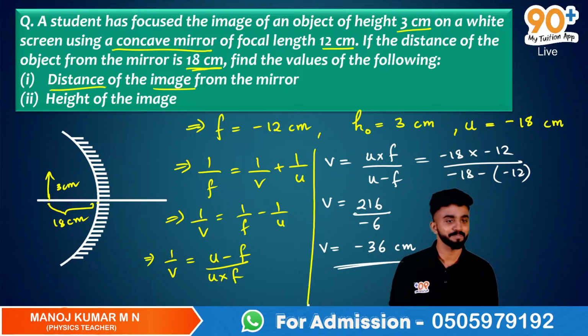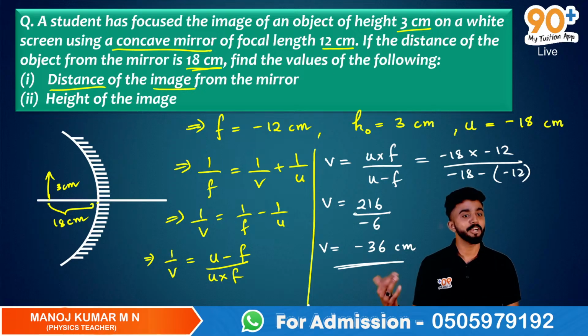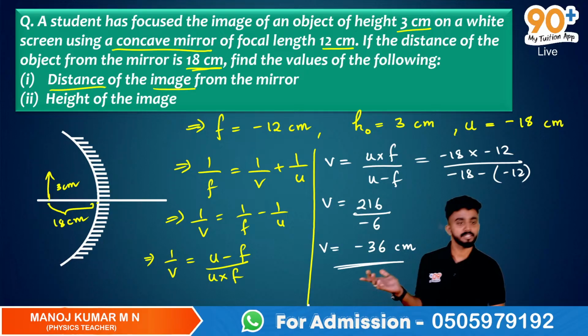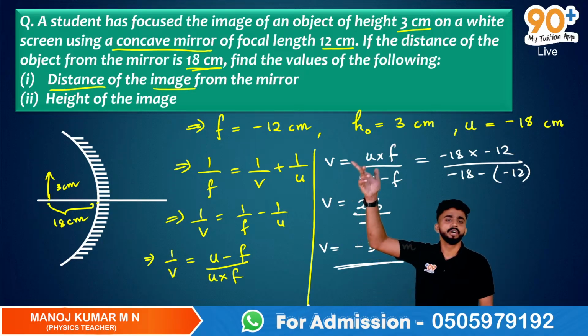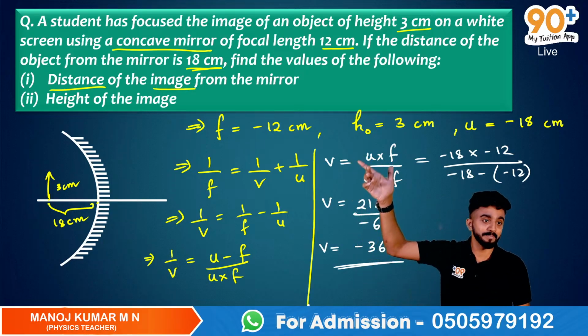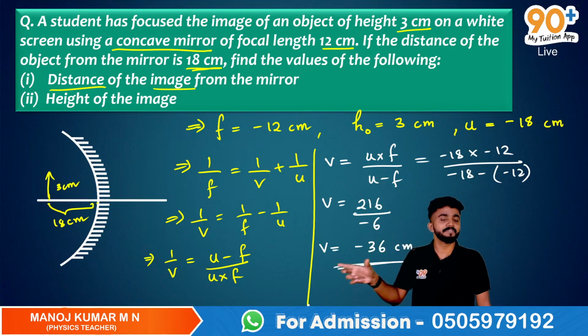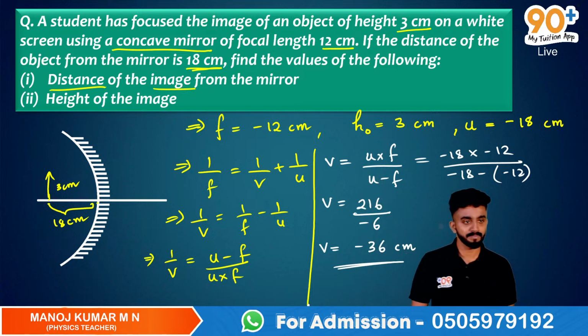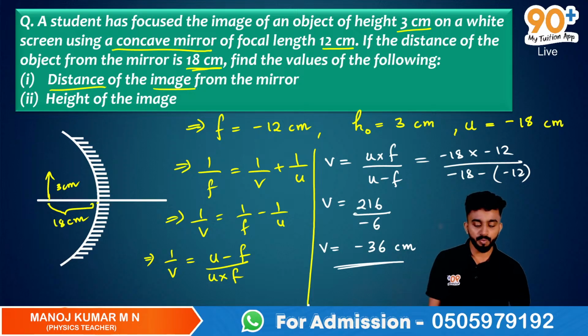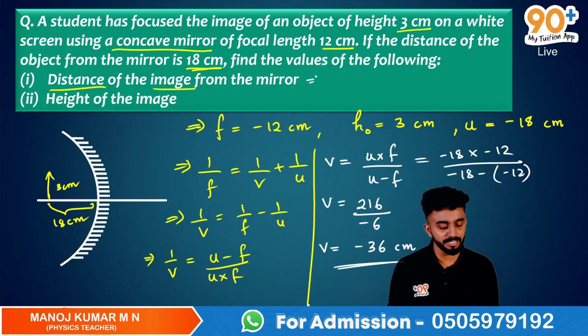Very good. Correct. So we'll get the image beyond C. The image will not be between C and F, because focal length is 12, so the center of curvature will be at 24. Got it? So if the image distance is 36, it is beyond C. Clear? Now we got the image distance. So the first question's answer is minus 36 centimeter.